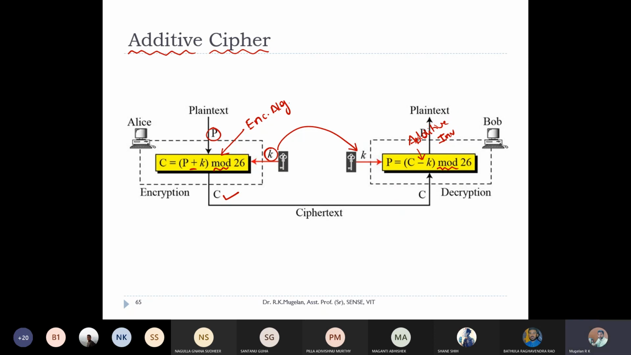Hope you people are clear with this one. If anyone has any doubts, you can ask me. If it is clear, kindly raise your hands regarding this additive cipher and Caesar cipher. Thank you, Raghvendra. Thank you.